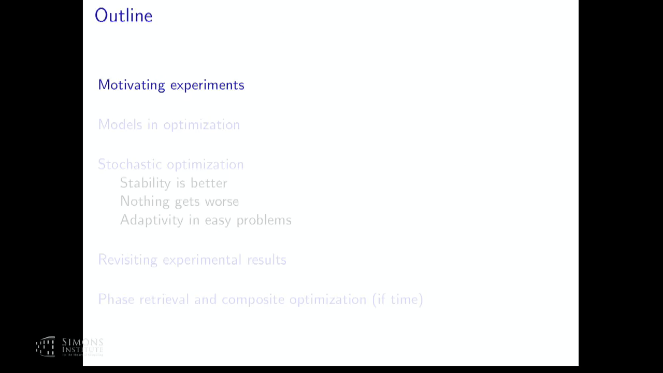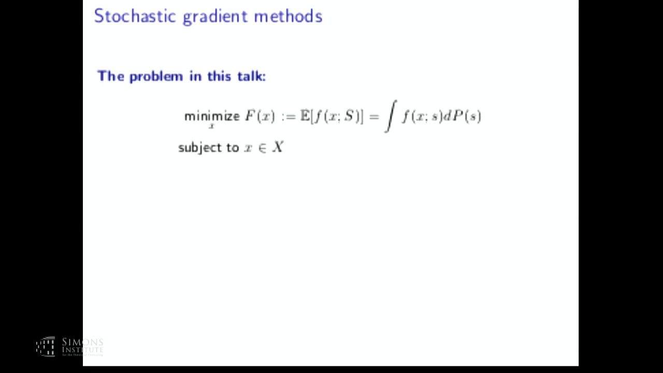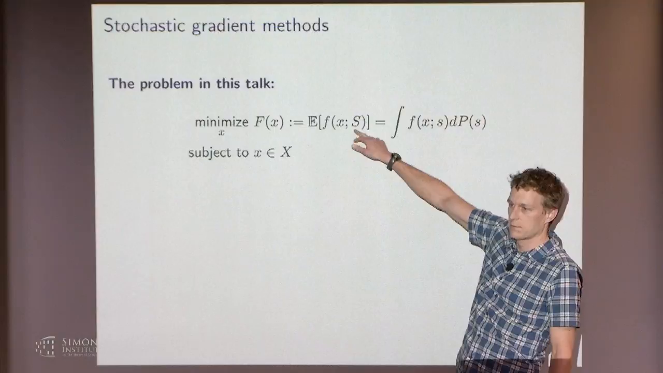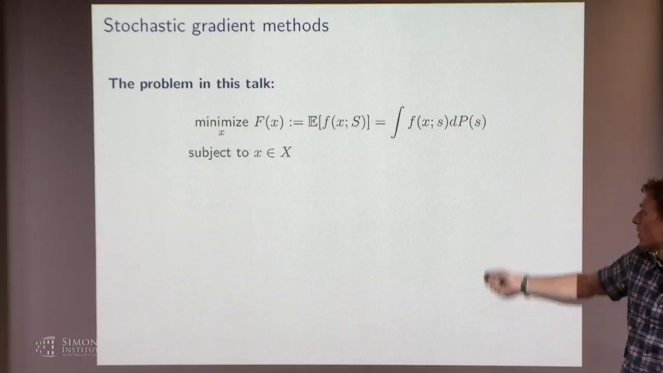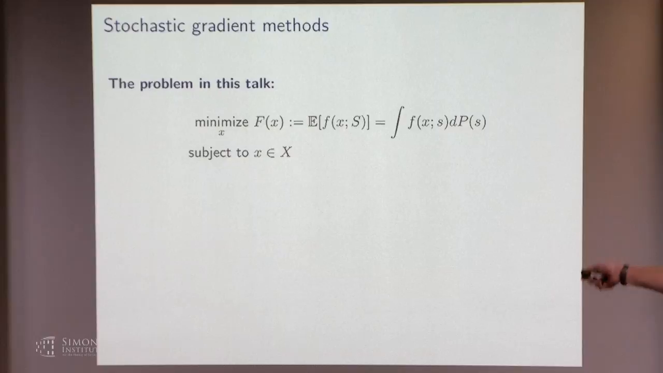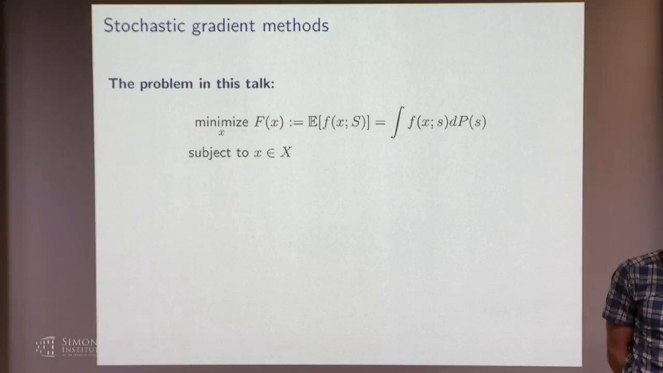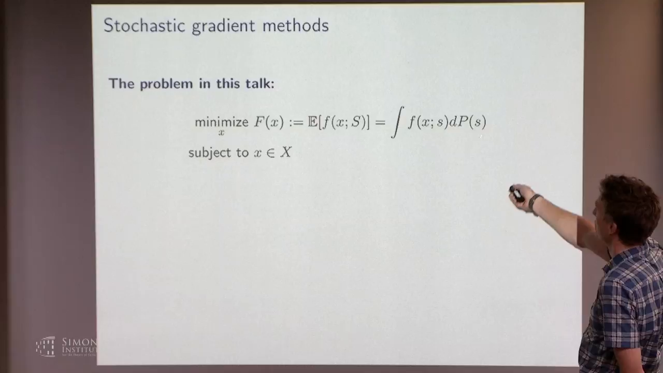Okay, so let's get started. The problem in this talk, for the whole thing, is that I'm going to be trying to minimize a function which I will represent as capital F. This is a population objective, big F, which is the expectation of a little function f of x and s, where s stands for sample, or whatever you want to call it. It's just the expectation of your instantaneous losses, little f, subject to some constraints on our parameter vector x. When you have a stochastic optimization problem like this, you measure your losses as an expectation under a distribution.